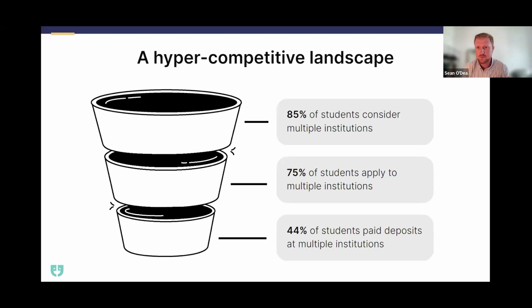So to kick things off, I'm hoping we can get the poll question pop up now. But actually no, we've gone on. There's a little bit of a clue here, but not to worry. That's how polls work on Zoom webinars. But yeah, quick question, if you can't see the answer: how many students do you think in this poll paid deposits at multiple institutions? I can't see all the options, but you might have a bit of a clue there.